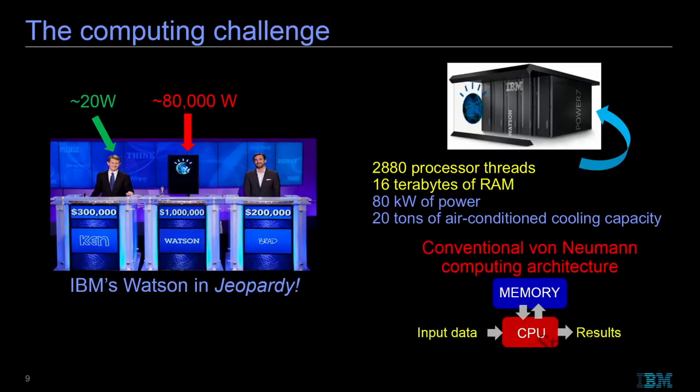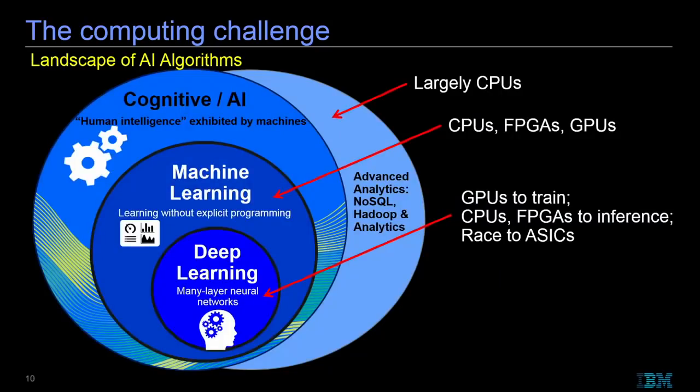And much of this inefficiency is attributed to the fact that Watson, just like any other computing system that you're working with, is still based on the von Neumann architecture. That means there's a physical separation between where you store your data and where you process that. Anytime you want to perform computation, you have to move this data from the memory to the processing unit and back and forth.